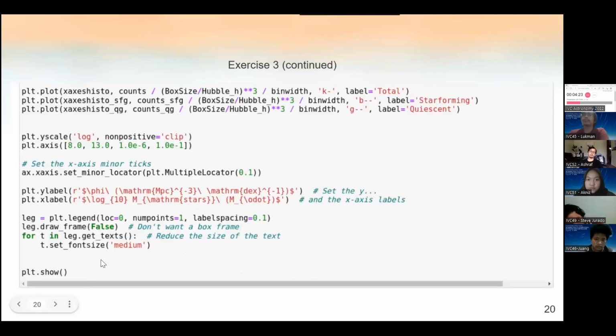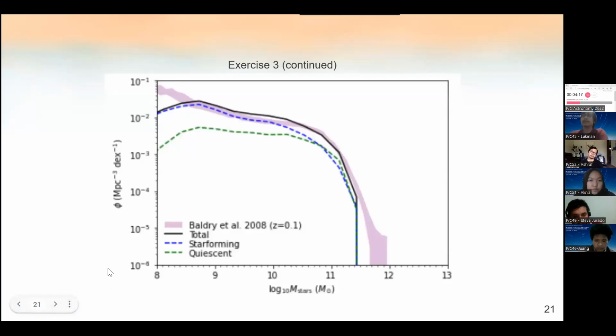Another next slide. I will just skip this part for now. From the plot, we can see that the stellar mass function for star-forming galaxies is higher than for quiescent galaxies at lower mass, log 10 stellar mass less than 11 solar mass.